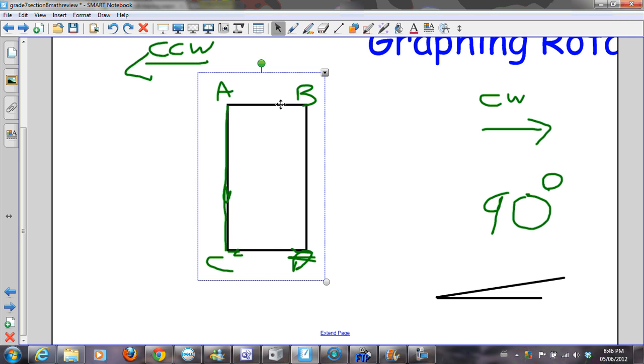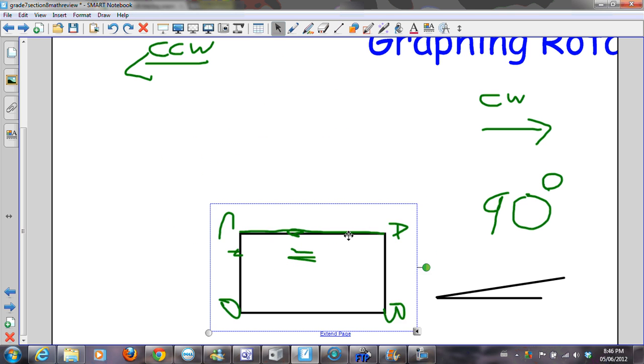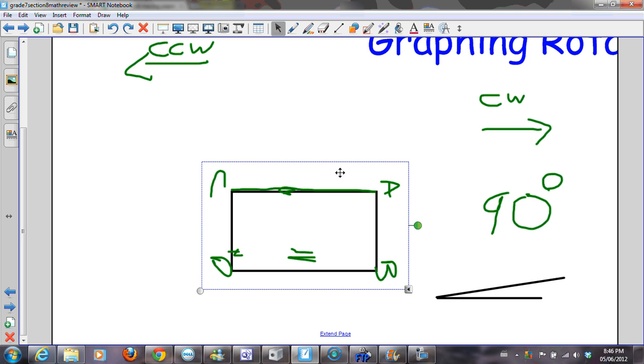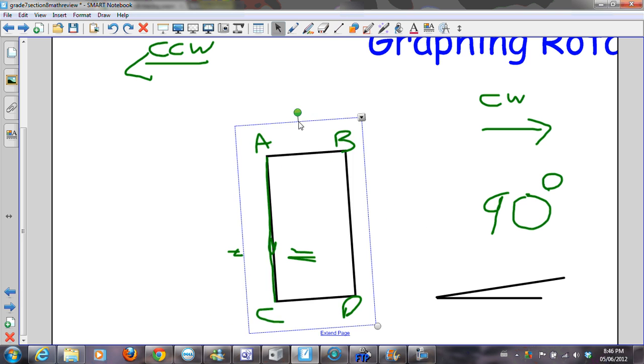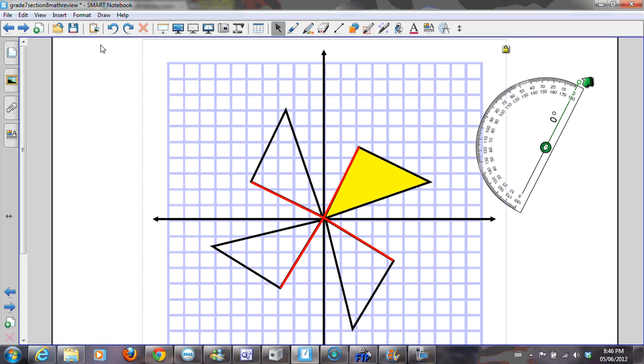So let's rotate it totally in that direction. And as you can see, now that is a 90-degree turn clockwise. Okay? So you have to know these things in order to be able to rotate them when they're on a coordinate grid and you're going to graph it.